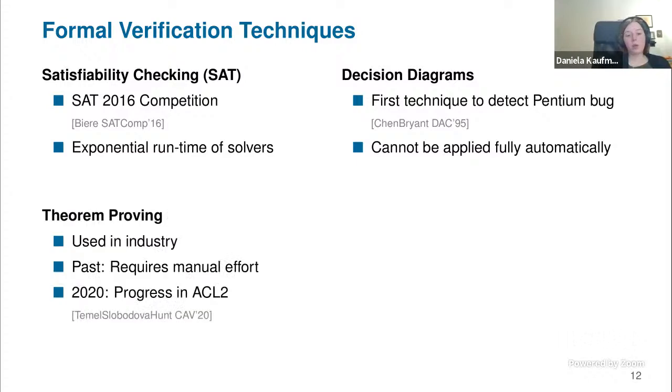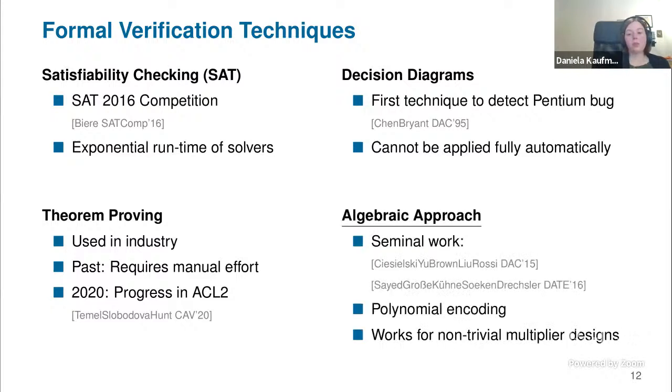Another possibility would be the use of theorem proving, and that is actually what is used in industries. But also here the problem is that it requires a lot of manual effort. Last year there has been some progress in the theorem prover ACL2. However, there you need to have some structural knowledge of the multiplier. So also here you cannot directly plug in multipliers purely on the gate level.